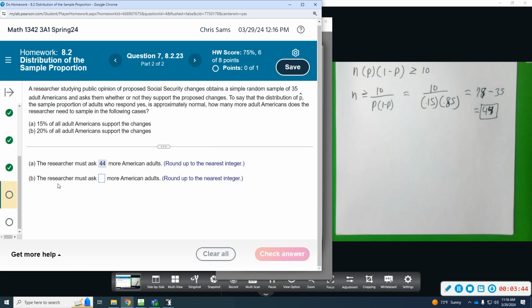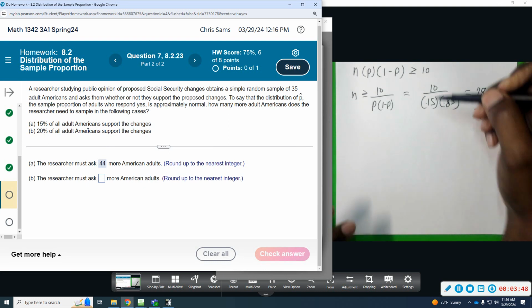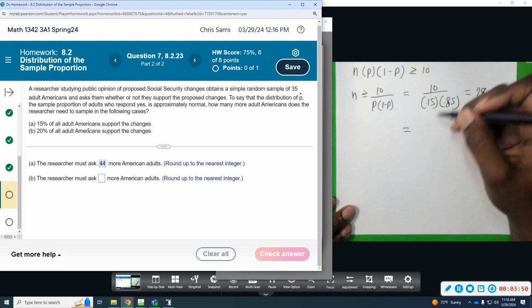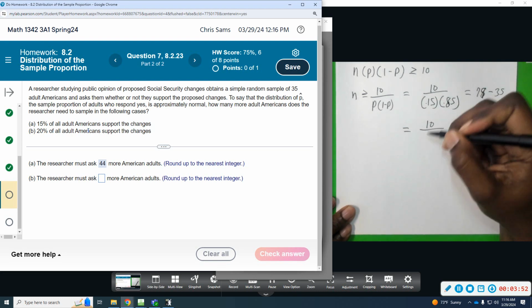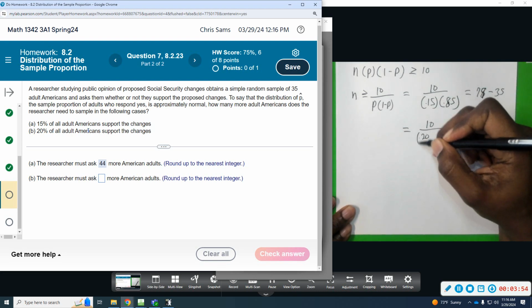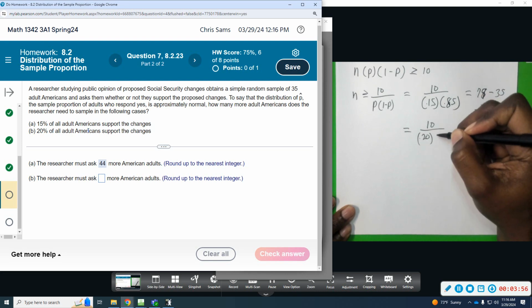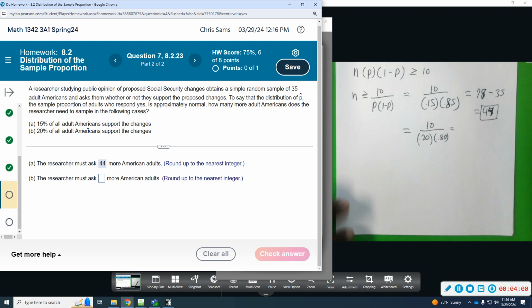And we'll apply the same thing to part B. So part B says 20%. So it's going to be the same thing. It's going to be 10, and then it's going to be 0.20 times 1 minus 20%, which will give us 80%. And we're going to find out what that number is.